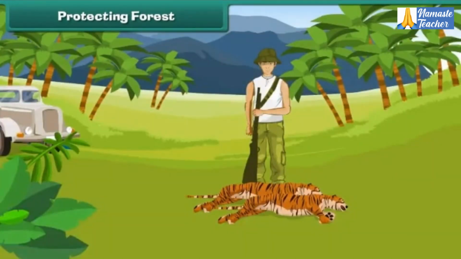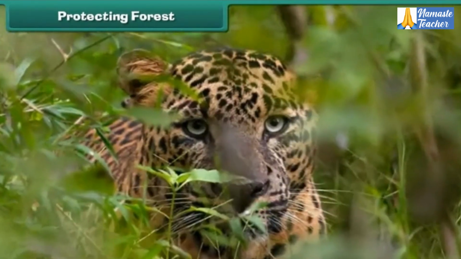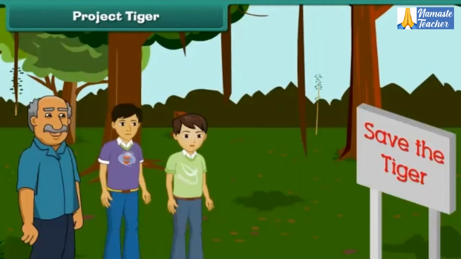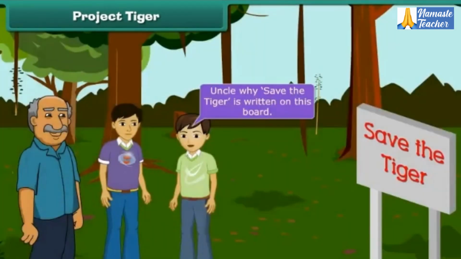Government laws against the killing of animals should be strictly implemented. The protected forest area is called wildlife sanctuaries. Project Tiger. Suddenly, Ram saw a board written, "Save the Tiger." He asks his uncle why "Save the Tiger" is written on this board.